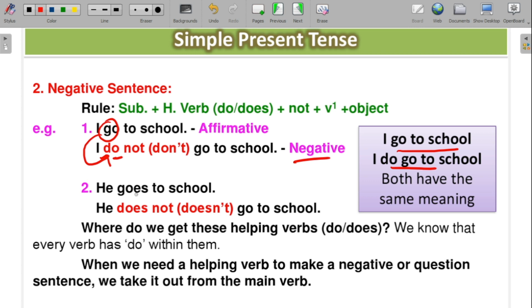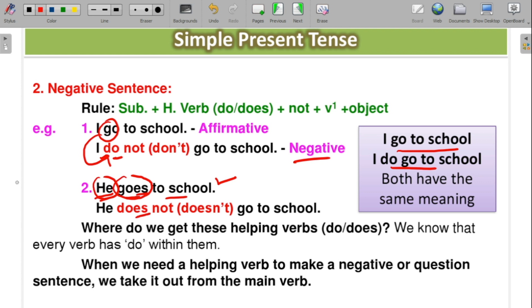Now see, he goes to school. Why is it goes here? I have already told you that here the subject is third person singular. I said what is third person: except I, we and you, all are third person. But the rule here is, if the sentence is in simple present tense and the subject is third person singular, then S or ES will be added to the verb.